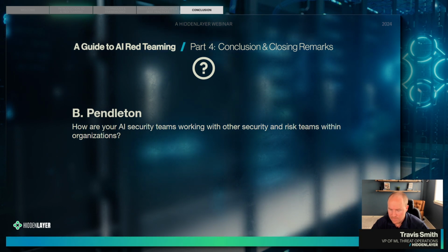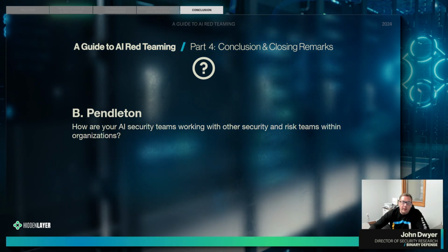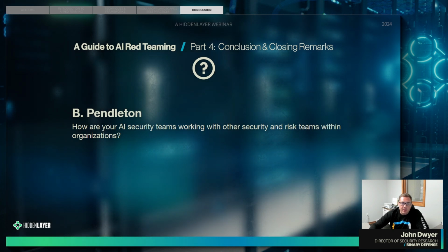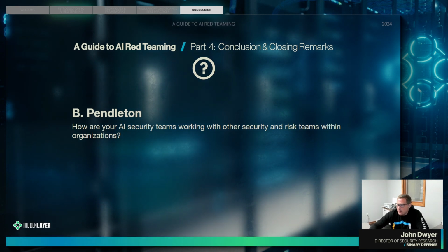Yeah, in my experience, it's kind of been like when cloud first hit mainstream, there wasn't a cloud security team. There was just a security team that did cloud as well. And it seems to be that way. I think we'll probably eventually advance until we have an AI security team where it specializes.